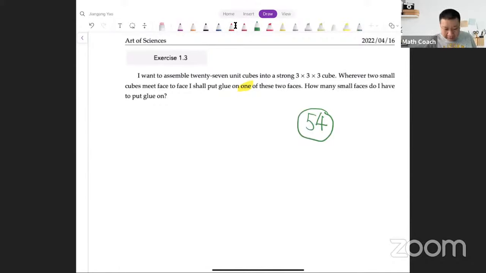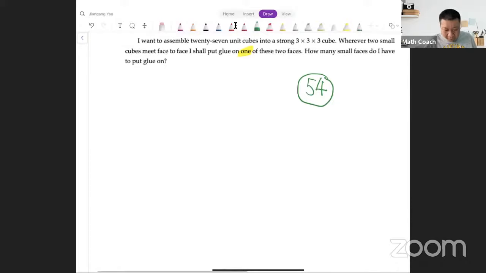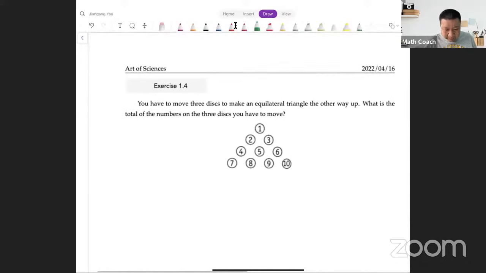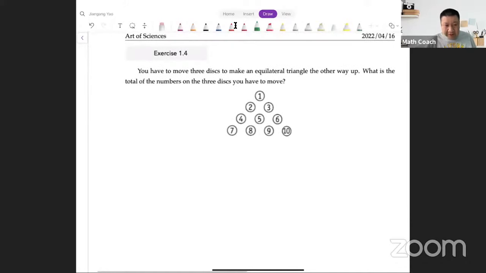And next, problem 4. You have to move 3 discs to make an equilateral triangle the other way up. What is the total number on the 3 discs you have to move? Okay, 25, go ahead. Yes, your answer is correct. The answer is 18. And before, 25, 88, and 74 got the correct answer as well.